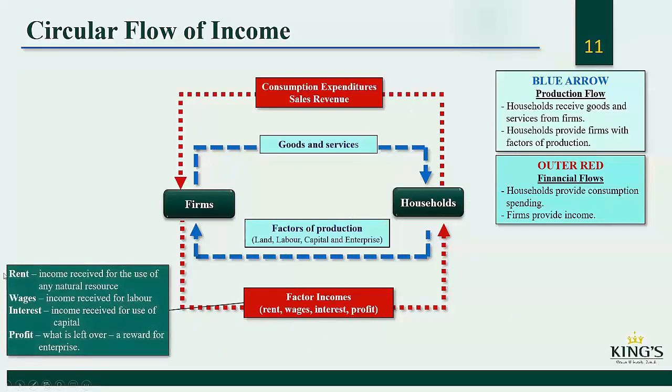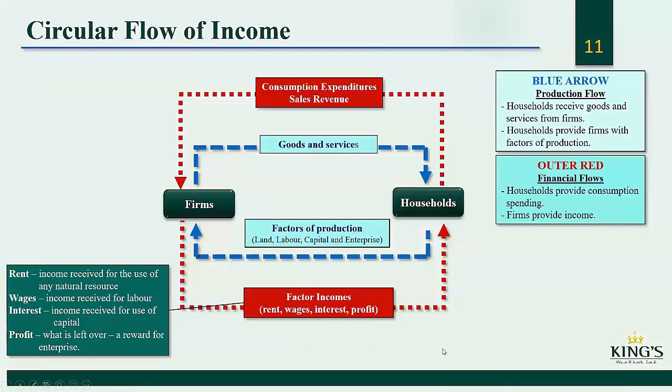And so just to go into a little more detail here, rent is the income received for the use of any natural resource. Mostly we think of land. Wages, income received for labor. Interest is, as I said, received for the use of capital. And then whatever is left over from this will be profit, right? And that is going to be income to the entrepreneur. So that's like a reward for the enterprise.